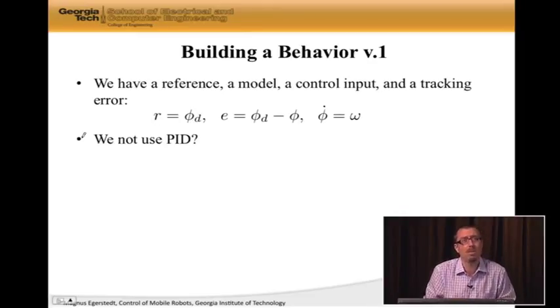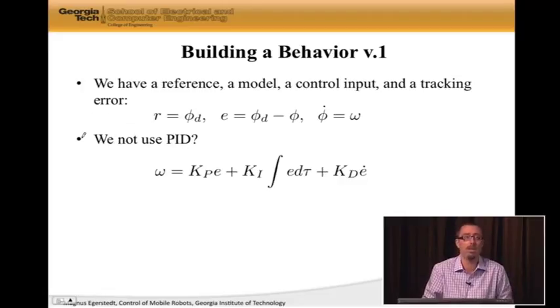Well, we saw PID, right? That's the only controller we've actually seen. So why don't we try a PID regulator? That seems like a perfectly useful way of building a controller, right? So omega is Kp times e, where Kp was the proportional gain. So this responds to what the error is right now.